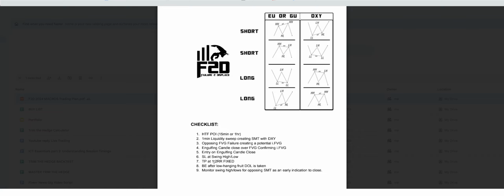Take profit is going to be fixed at 1 to 2 RR. We will be moving to break even after a low hanging fruit draw on liquidity target has been taken. And we're going to be monitoring the trade for potential opposing SMT. This could be an early indication to either get to break even quickly or collapse the trade in full.